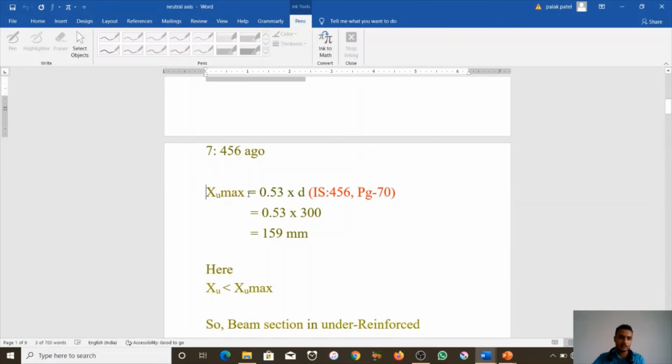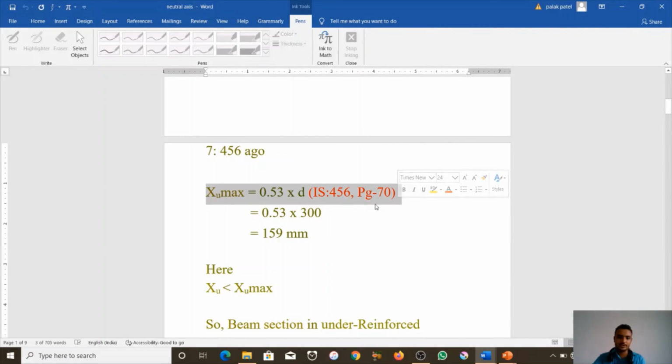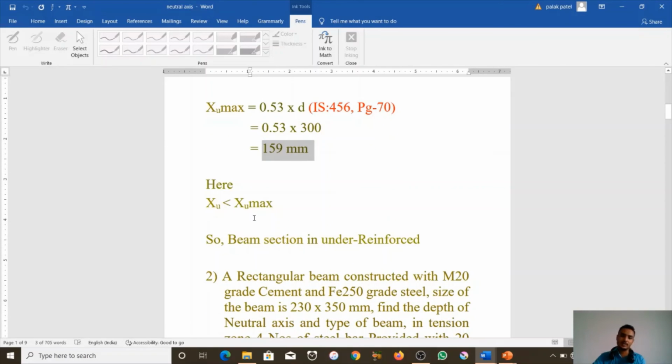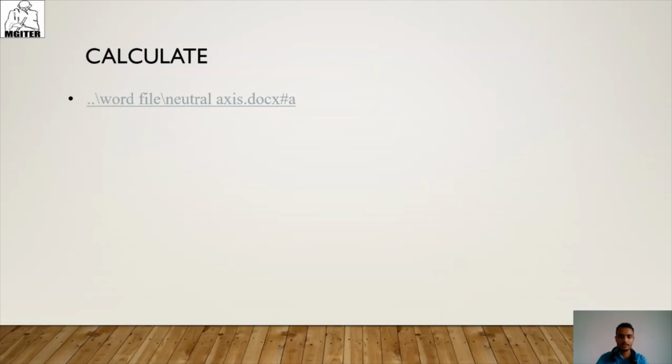Then after we have the Xu max. Xu max equation we can find from IS 456 page number 70. From the IS 456 we get the Xu max value here 0.533. 0.533 into 300. 300 is effective depth, which is given in the example, and calculate. We got 159 mm. Here Xu is less than Xu max. This condition we say that the beam section is under reinforced.